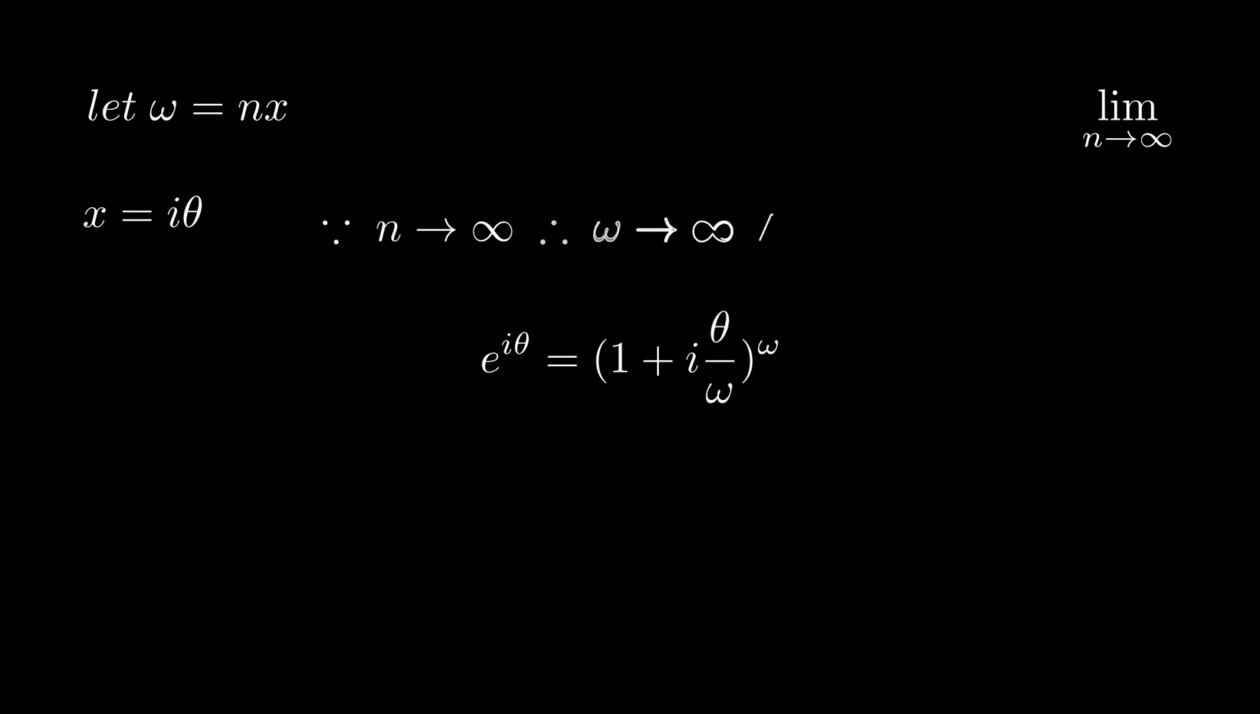So we know that n is approaching infinity, so we can conclude that omega is also approaching infinity, and its reciprocal, 1 over omega, would approach 0, since it's getting infinitely smaller, which is why we can also take the limit as 1 over omega approaches 0.